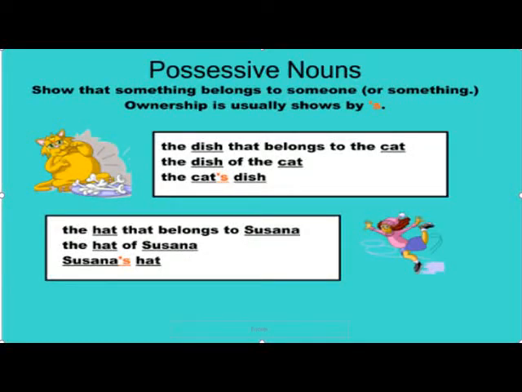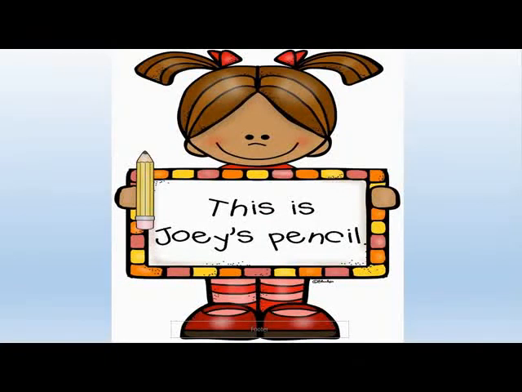Let's move to another slide. Here, this girl, her name is Joey, and she has a pencil. This pencil is for Joey. If I want to write a sentence using the possessive form, I will say, this is Joey's pencil. Look here. After the name, I add the apostrophe up, then S.